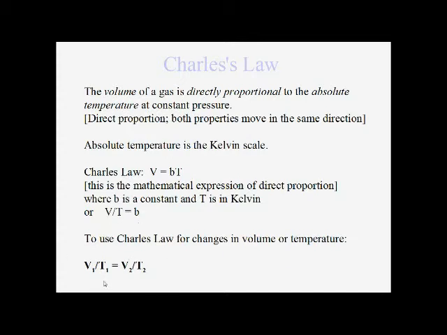And if we have one container of gas at constant pressure, we can use volume and temperature at one point to help us predict volume or temperature at the other point. So our initial volume divided by temperature is equal to our final volume divided by temperature. Again, this has to be the absolute temperature scale.